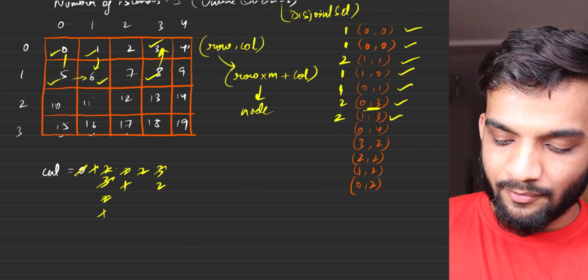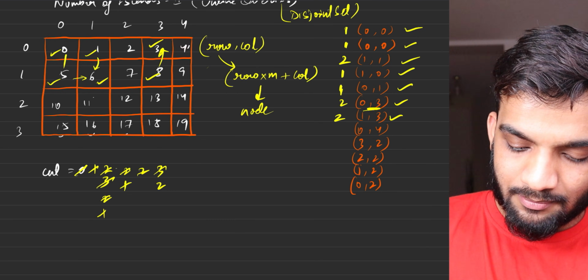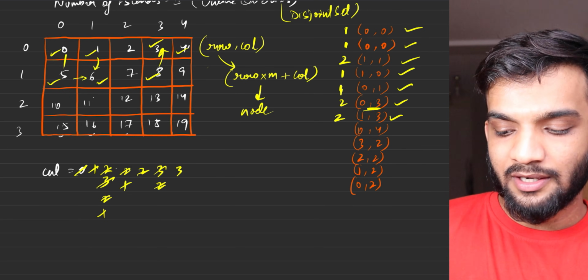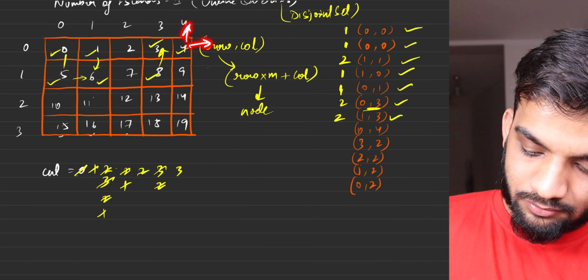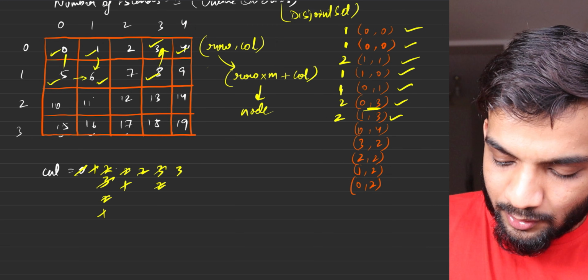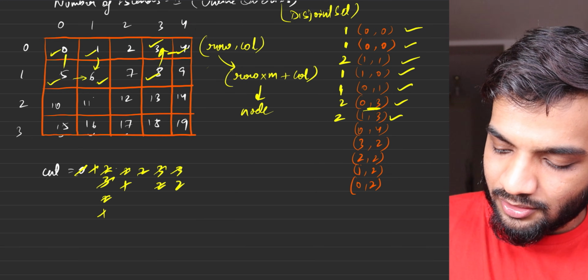Next, 0, comma 4. So let's analyze 0, comma 4. It's here. Again do the same thing. Increase the answer by 1 and mark it as visited. Now, top, no. Can I connect? Yes, they're not connected. The moment you connect, reduce the answer by 1, so it's 2.